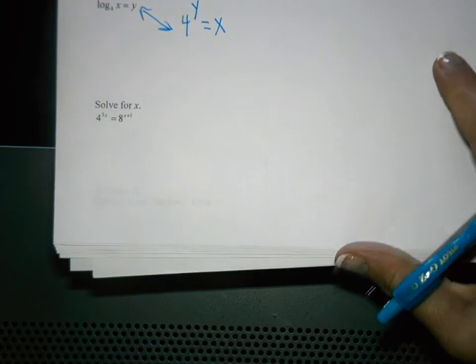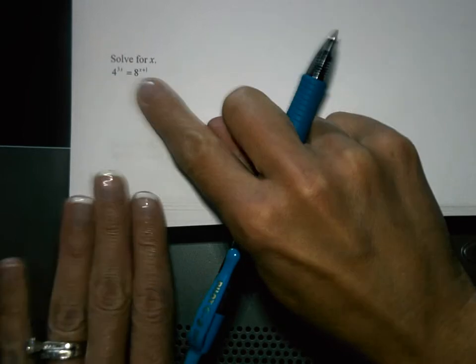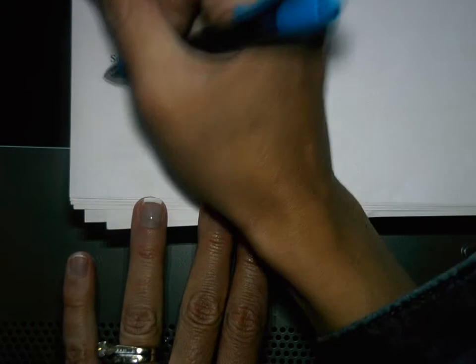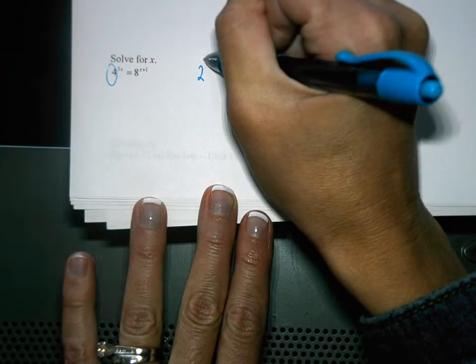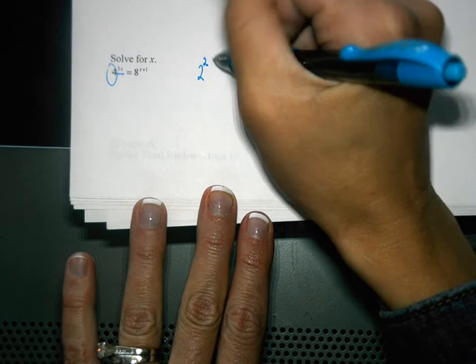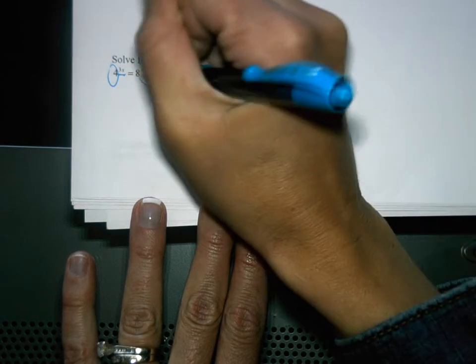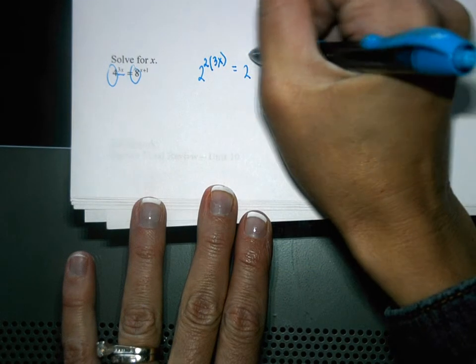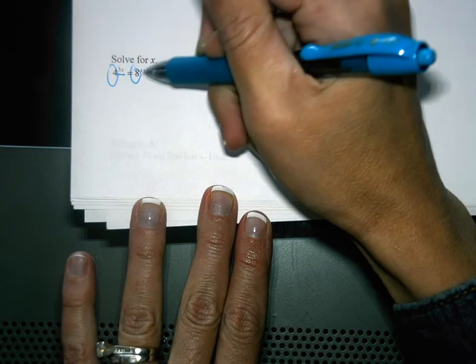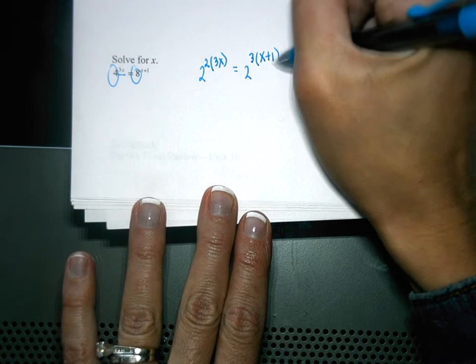Next, they want us to solve for x, and we have 4 and 8. We want to change them so they have like bases, because if you have like bases, you have like exponents. 4 can be rewritten as 2 to the second power. Since you already have an exponent there of 3x, you multiply them together, so this is going to be 2 times 3x. 8 is 2 to the third power. And again, since we already have an exponent there, we multiply them together, so that's 3 times x plus 1.